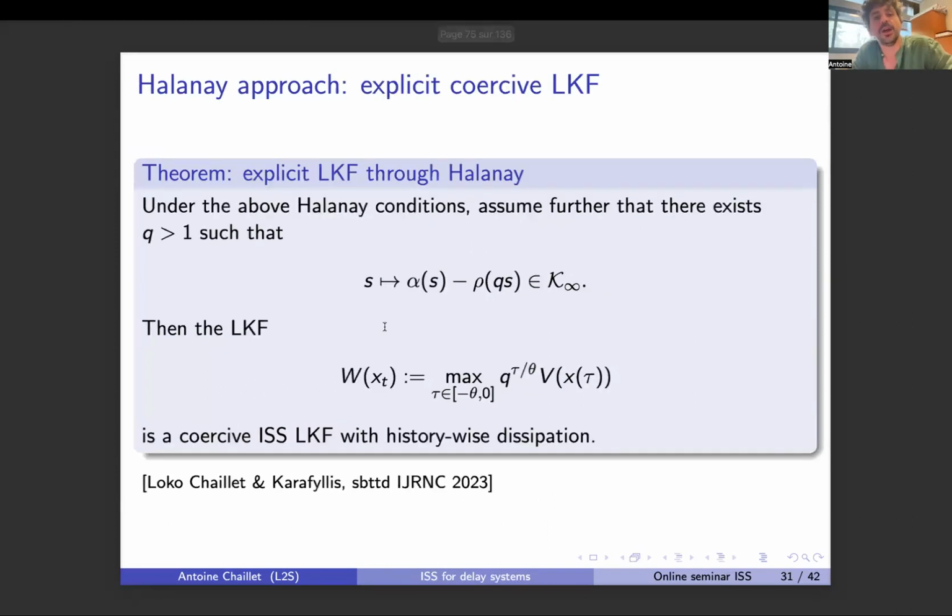And here again, we can build an explicit Lyapunov-Krasovsky functional under a slightly more demanding condition. On the previous result, we required alpha minus rho to be K infinity. Now I need to find a q greater than 1, as close as I want to 1, so that alpha of s minus rho of q s is a class K infinity function, so slightly more demanding than Halanay. But still, when I have this, I have an explicit construction of a Lyapunov-Krasovsky functional that dissipates. It's coercive and it dissipates in terms of the whole history norm.